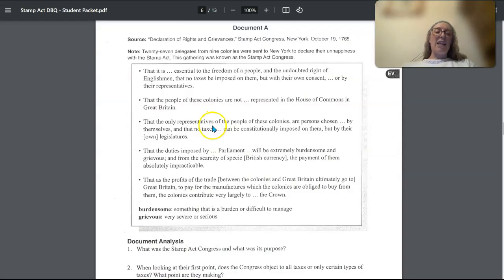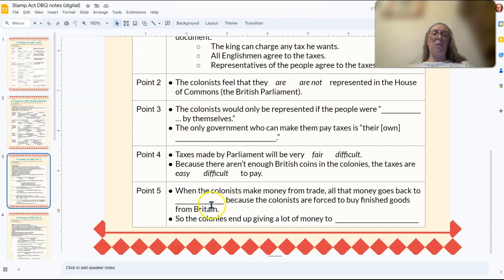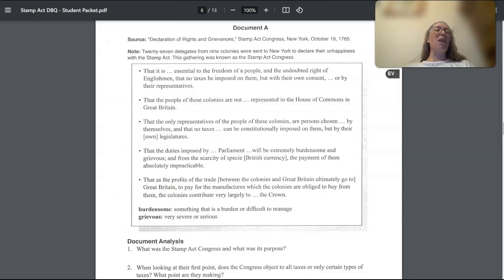And last point. Let me go back to the notes first. When the colonists make money from trade, all that money goes back where? Because the colonists are forced to buy finished goods from Britain. And so the colonies end up giving a lot of money to whom? Let's see what they say. Remember, this is the colonist viewpoint. It's not necessarily what the king or parliament would say.